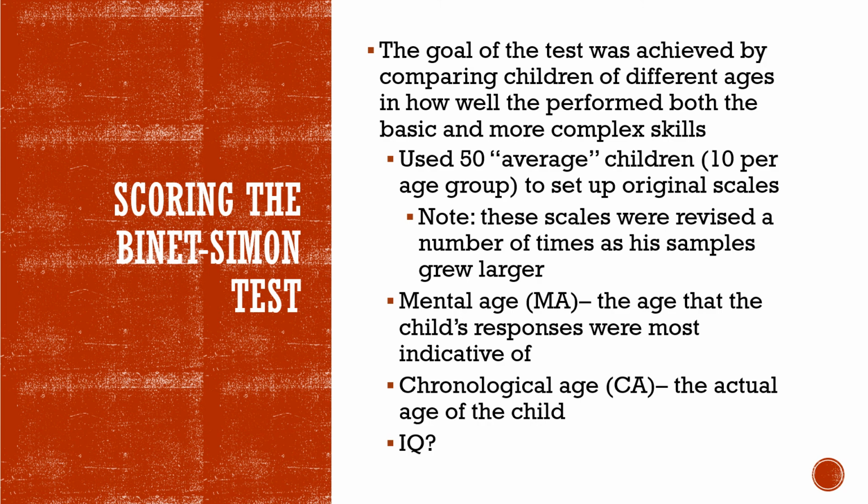So after coming up with lots of different ways to measure cognitive abilities, he then tested a couple samples of kids. And initially, he sampled 50 children, 10 per age group. I think he started at age 3, if I recall correctly. So he tested 10 3-year-olds, 10 4-year-olds, 10 5-year-olds. All of these kids were what he considered average, and he used their performance on the test as the standard bearer for any subsequent kid that was tested.